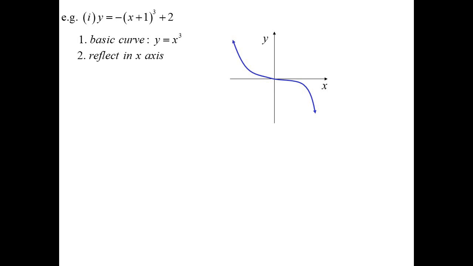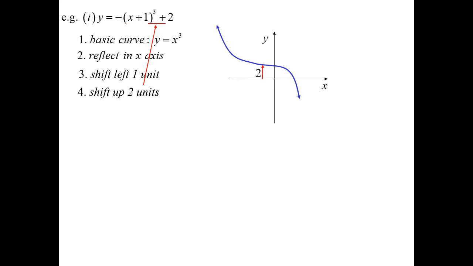Now let's take care of the shift. We have a horizontal shift. x plus 1, what makes that equal to 0? Minus 1 does. So we're going to shift it to the left 1 unit. And then we also have a vertical shift. We're going up 2 units. And so there's our cubic. And what was originally the origin there, or the rotation point, is now at minus 1, 2.